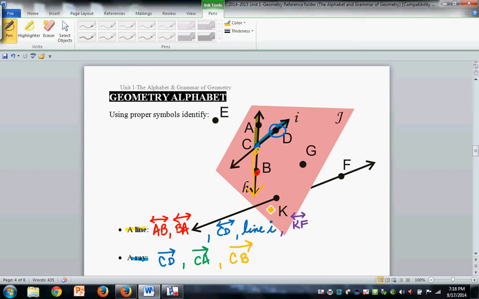Notice the second point is always the one that the ray goes towards. Let's do another one just for good measure so you can see them all. If I want to call this ray starting with F going this way, I can call that FK with the arrow again towards the K because it's right there. So those would all be examples of rays.